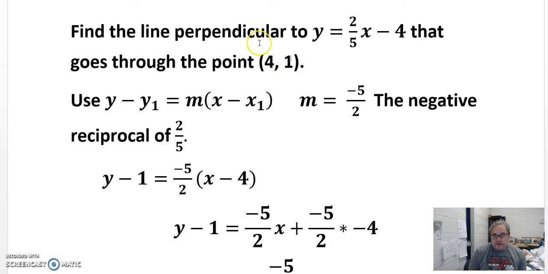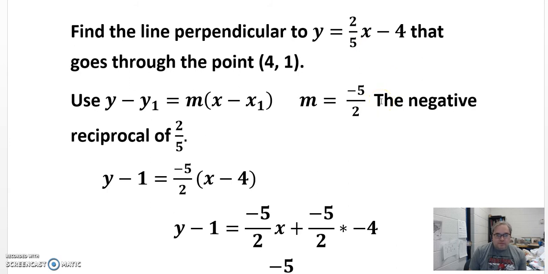Okay, so perpendicular means they're at right angles. And that also tells me the slope of the line I need that's going to be perpendicular to this one is the negative reciprocal of 2/5. So I need a negative and the reciprocal. So the negative reciprocal of 2/5 is negative 5/2. This is the slope I need. I'm using this equation to help me get the slope, but it's the negative reciprocal.